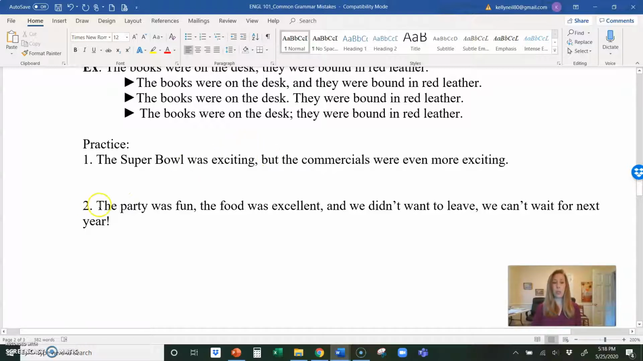Now, number two, the party was fun, the food was excellent, and we didn't want to leave. That's a complete thought. We can't wait for next year. That's my other complete thought. So that tells me this comma right here, that's my comma splice. Now, I had some other commas in the beginning of this sentence, but those are okay. We're only worried about commas that are separating complete thoughts. So we don't have any complete thoughts here. We just need to focus on this comma that is separating this entire complete thought from the second entire complete thought. I'm going to take out this comma. I'm going to put a period. I'm going to capitalize the W when we make it a separate second sentence. Problem solved.